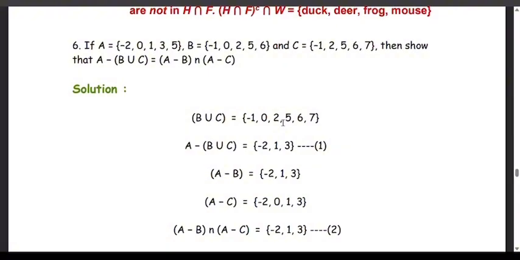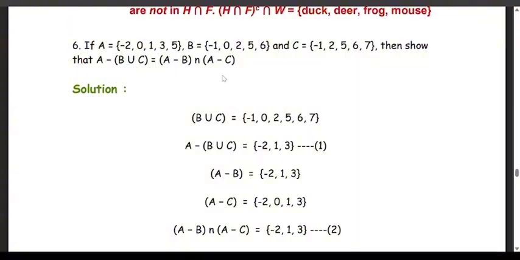Now, what I want to do now is A minus B union C. What are the elements in A that are not in B union C? The elements here that are not in this big union, like -2, 1, and 3. So that's why, this actually is for equation 1. That is for the left hand side.